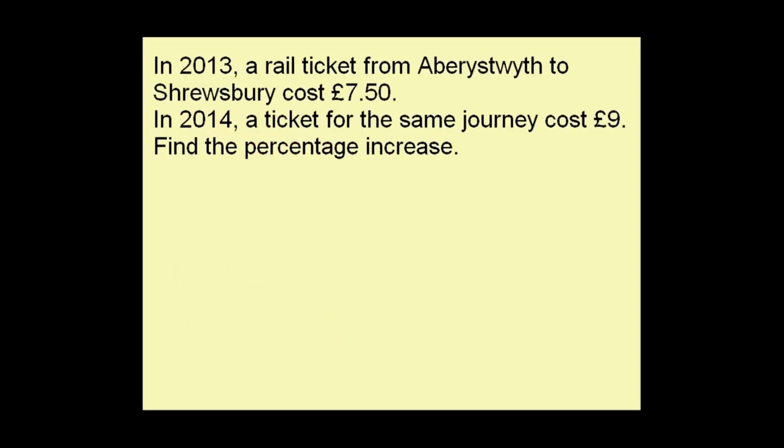So to answer this question, the first thing I need to do is work out the actual increase in price. It's gone from £7.50 to £9. So to get the increase, I do £9, take away £7.50, and that's £1.50. I divide this by the original price, and the original price was £7.50. And I multiply by 100. I can use a calculator and I get the answer 20%. So there's been a 20% increase in the price of the ticket.